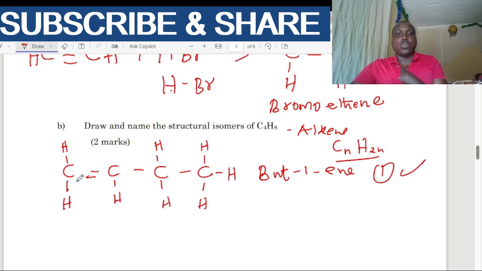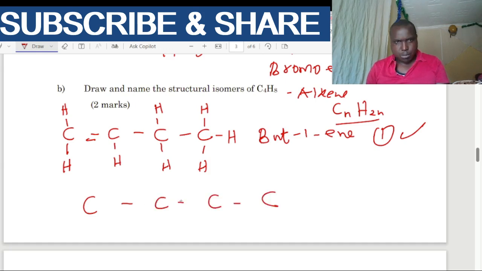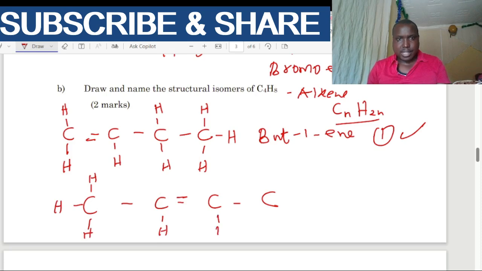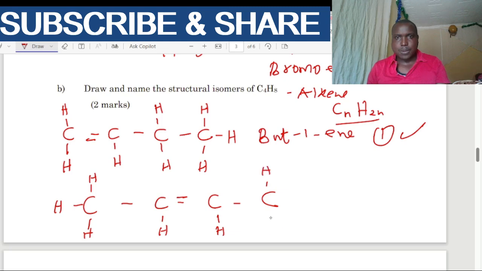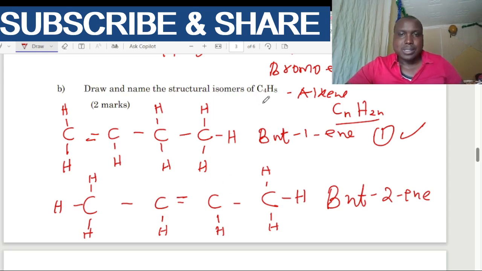The second isomer: you can change the double bond to the second carbon. Number the carbons 1, 2, 3, 4 and bring the double bond here, and the name changes automatically. Once you put the double bond on a different carbon, the name changes, and that is an isomer. Now this one is called but-2-ene. Butene has only 2 isomers, but-1-ene and but-2-ene.